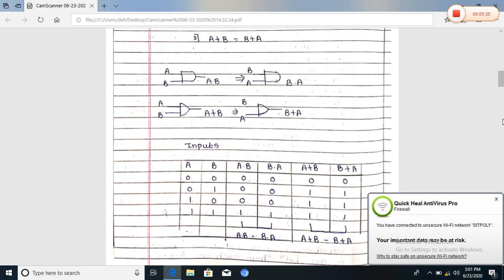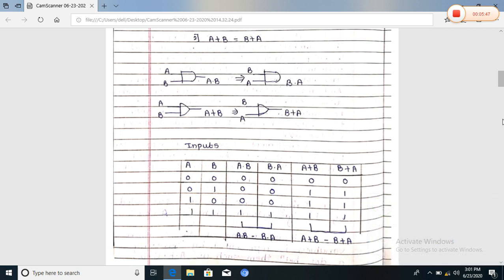In the truth table, A into B is the ANDing or multiplication operation. So A into B gives 0 0 0 1. B into A means the B term is multiplied by A, so this column is B into A, which also gives 0 0 0 1.